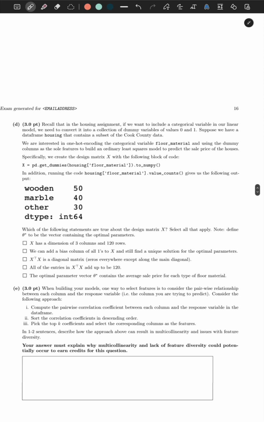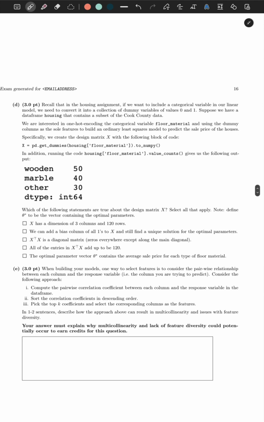Okay, moving on to option D, or part D. Recall that in the housing assignment, if we want to include a categorical variable in our linear model, we need to convert it into a collection of dummy variables of values 0 and 1. Suppose we have a data frame housing that contains a subset of the Cook County data. We are interested in one-hot encoding the categorical variable floor material and using the dummy columns as the sole features to build an ordinary least squares model to predict the sale price of the houses. Specifically, we create the design matrix X with the following block of code. So we get that floor material, and then we get our design matrix after we one-hot encode it.